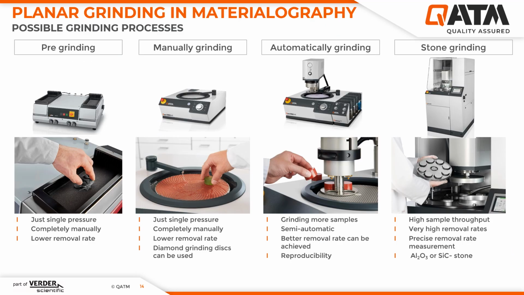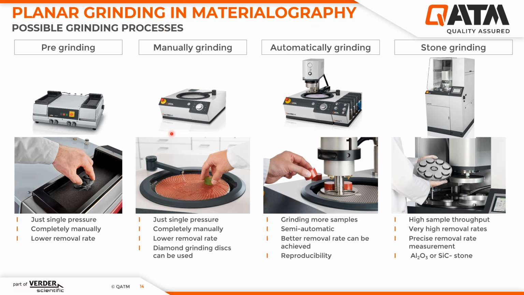Now we have a brief overview of the topic of why planar grinding is used at all. We would like to move on to the second point, planar grinding in metallography. Basically, there are different ways to grind a sample flat. On the very left side, you can see a conventional method in which a pre-grinder is used to grind individual samples completely flat by hand.